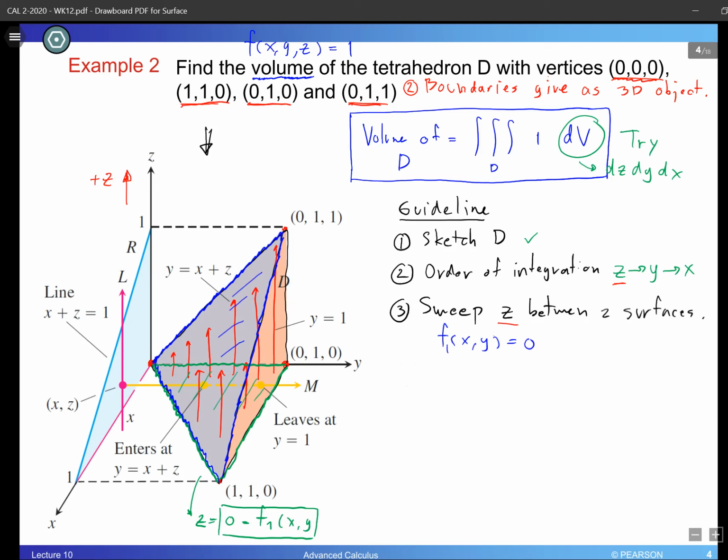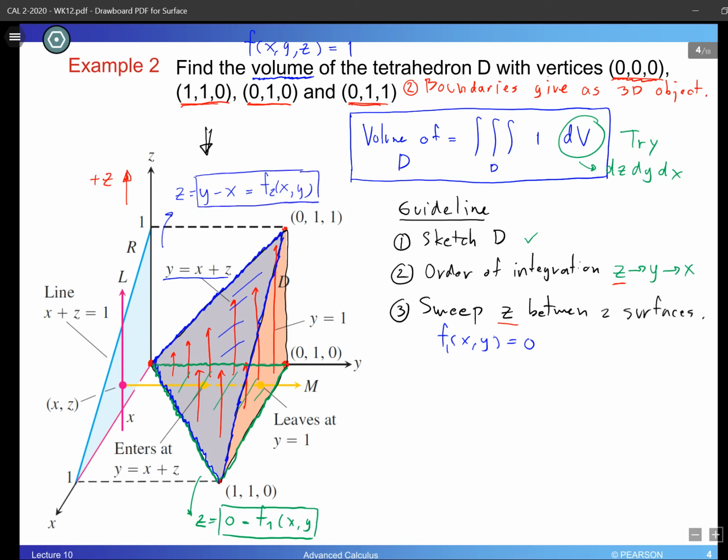which is right here. y equal to x plus z. This is the equation for this plane, and we can move things around so that z equal to y minus x, and we set this to be equal to the second function, second surface, f2 of x and y. So there you go, we have found f2 of x, y.